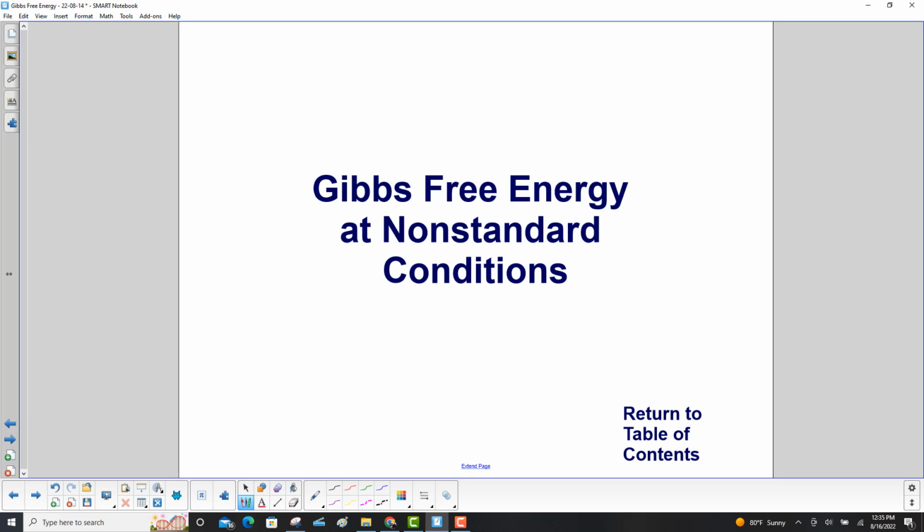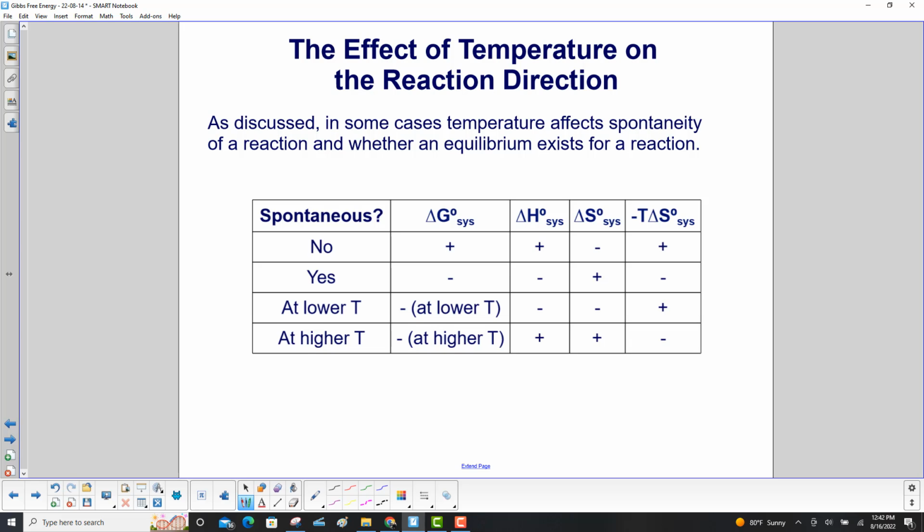Gibbs Free Energy at non-standard conditions. As discussed, in some cases temperature affects spontaneity of a reaction and whether an equilibrium exists for a reaction. We won't go over this in great detail, we've done that in a previous topic, and if you'd like, go back and check it out.